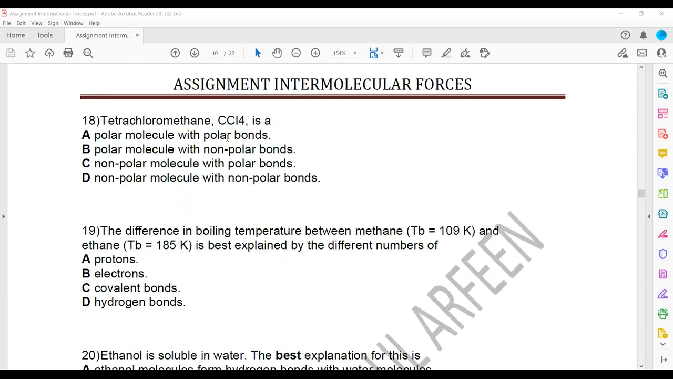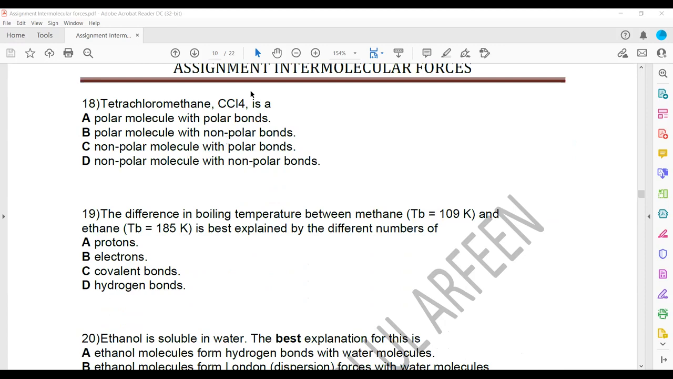Then tetrachloromethane. Whenever two different atoms are there, their bond will be polar. So the carbon and chlorine bond will be polar, partial positive and negative. But what will be the difference? The molecule will be non-polar because it is a symmetrical molecule. So the molecule will be non-polar, but the bonds will be polar.